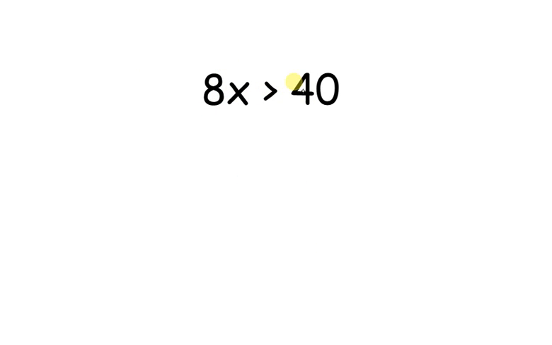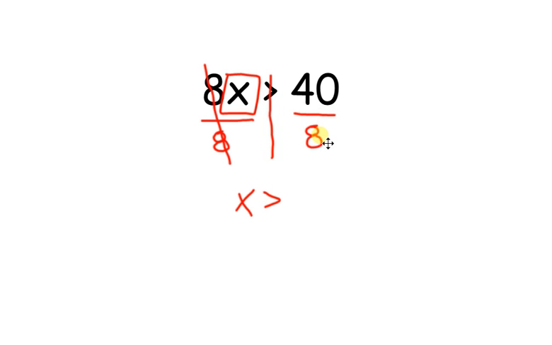8x is greater than 40. Put a box around the variable. What's attached? It's an 8 and it's being multiplied. The inverse of multiplication is division. But whatever I do to one side, I have to do it to the other. 8 divided by 8 cancels, and I'm left with x, and then you keep the sign. 40 divided by 8 is 5, and my variable is already on the left, so I am good to go.